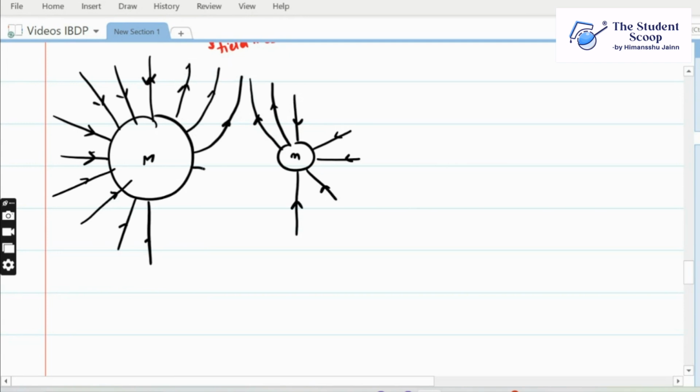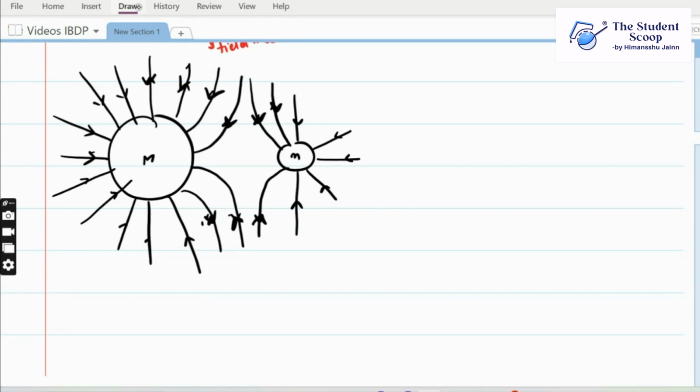So we can draw gravitational field lines like this, and they will be directed towards the planets. It is an attractive force. Now, if I want to draw gravitational equipotential surfaces, all I need to do is draw perpendicular lines to these, and then connect all the lines. We get one equipotential surface, something like this.